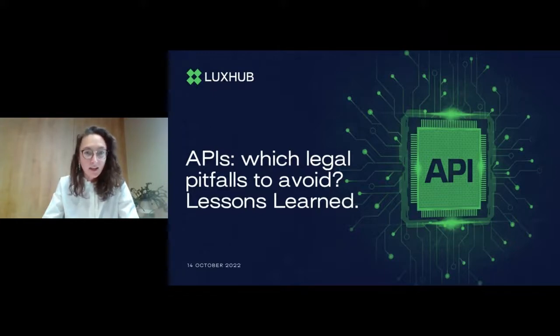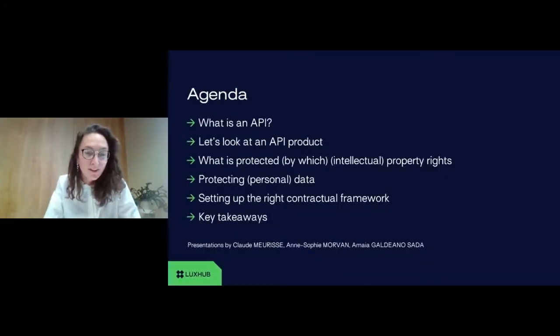What we will see today is what an API is. Claude will explain in a few words the basics. And we will look into what an API product is, because an API is indeed an IT element, but there are also other elements that are not purely IT that you must consider from a legal point of view. After that, Amaia will address the IP rights that are linked to this API product. And I will address the personal data and contractual framework elements that should be taken into account when setting up an API product.